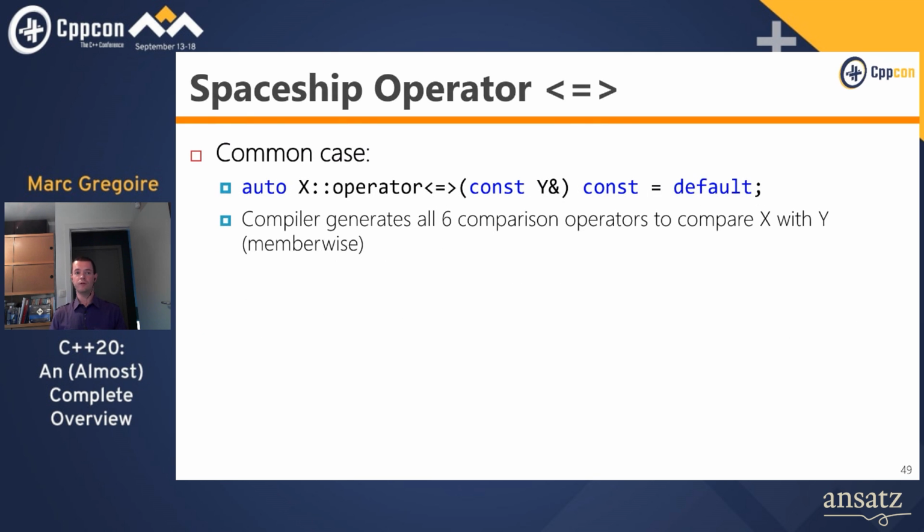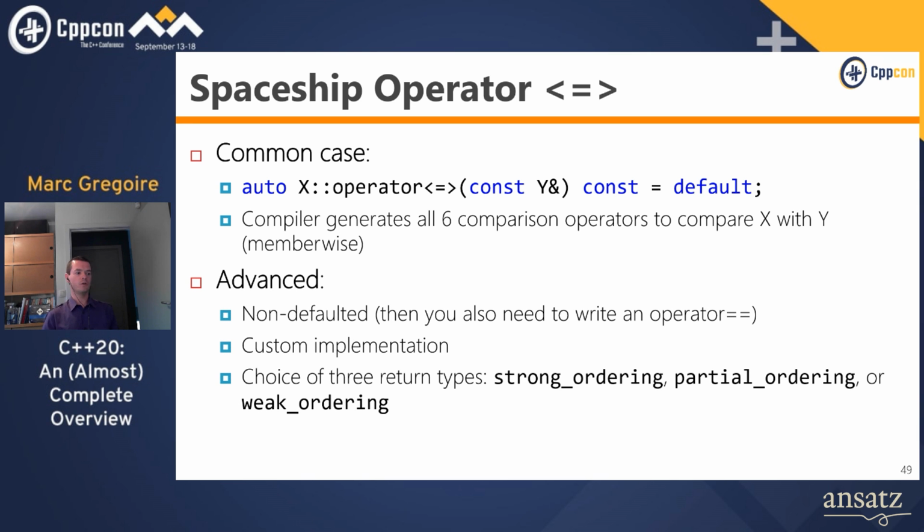If you want to add support for the spaceship operator to your own classes, you can simply write one single line like this, and you can ask the compiler to implement it for you. Just by writing this single line, the compiler will generate all 6 comparison operators to compare x and y, and it will do the comparisons member-wise. And I say all 6, so just by writing this single line of code, it will also generate the equality operator for you.